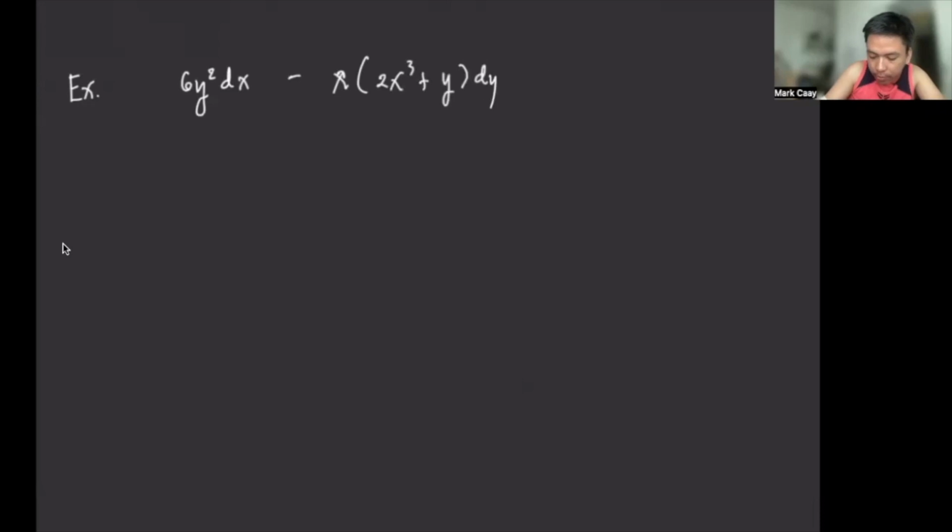Okay, so let's try another example. I have 6y squared dx minus x times 2x cubed plus y dy equals 0. Okay. So how do we solve on this?